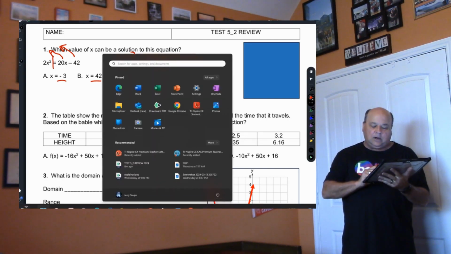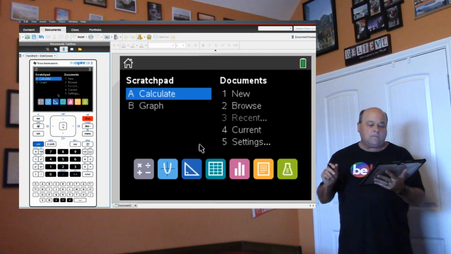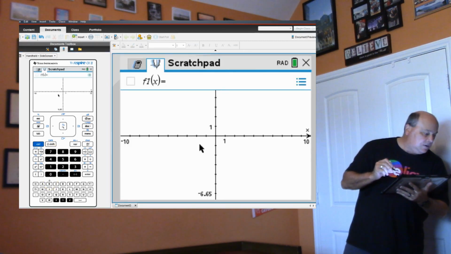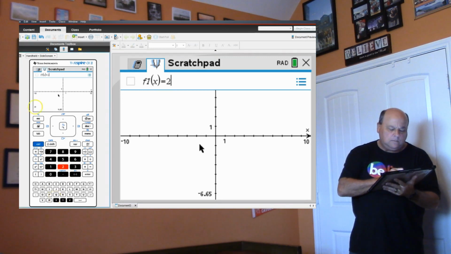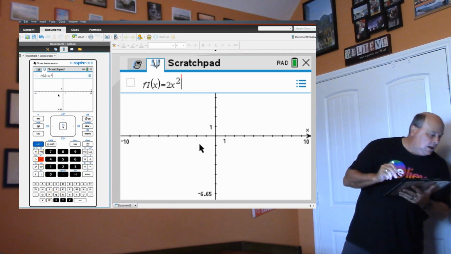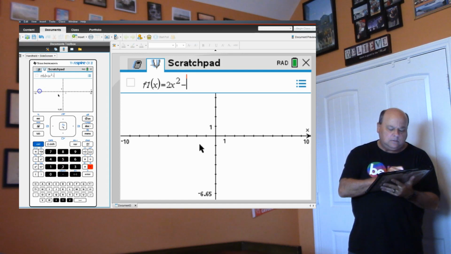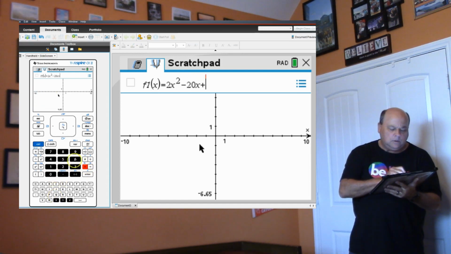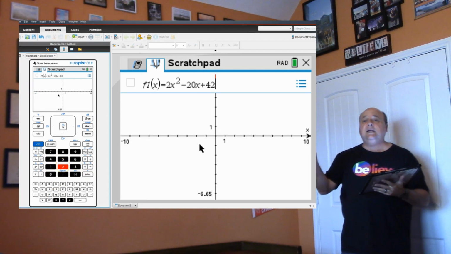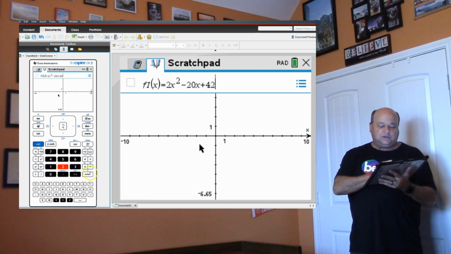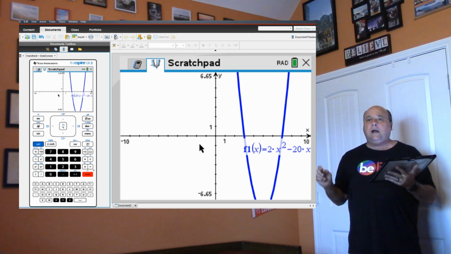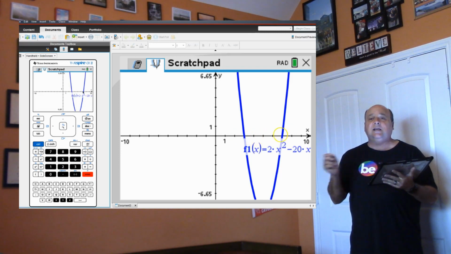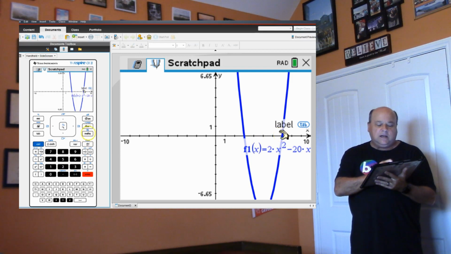So I'm going to go to my calculator. I'm going to go to graph. And then I'm going to type in the problem. 2x squared. And then minus 20x. And then plus 42. And then I'm going to hit enter. All I need to do is find the intercept. So hit enter. Notice my parabola's to the right. It looks like it crosses at 3 and 4, 5, 6, 7, right? At 3 and 7.